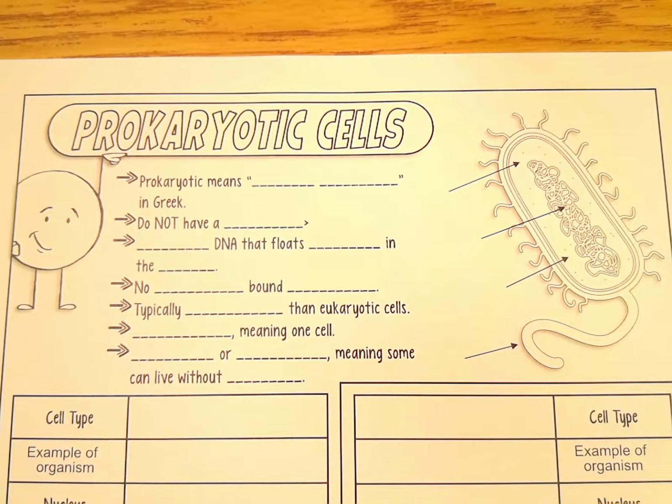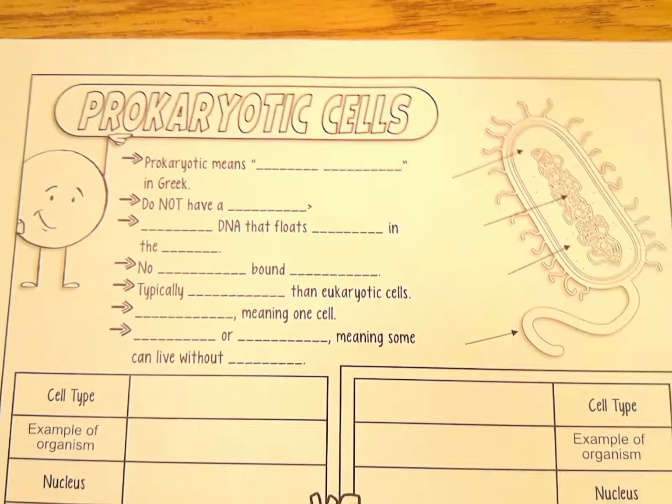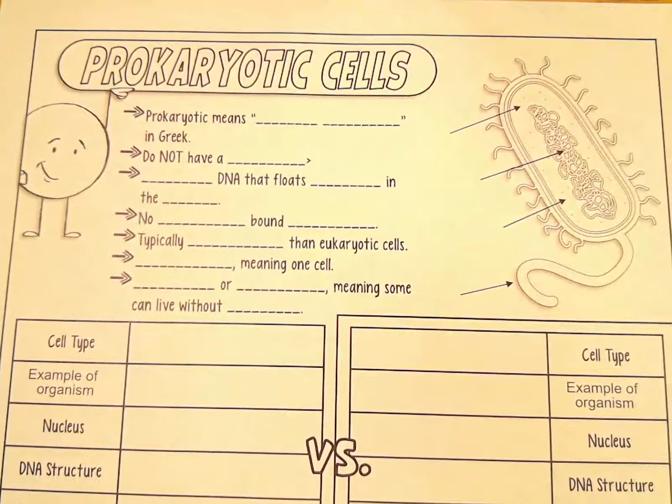Good morning, guys. Today we are going to be discussing prokaryotic cells and eukaryotic cells. So yesterday Mr. Queller went over what makes something living, and today we're going to talk about the different types of cells that organisms can be made of. And the two main types that we have are prokaryotic cells and eukaryotic cells.